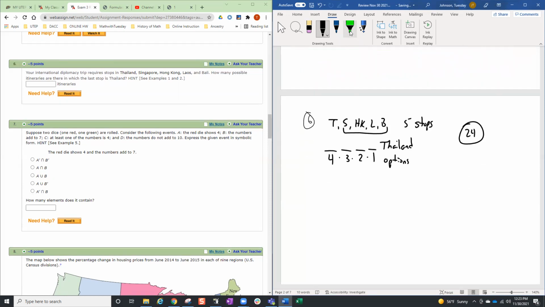Number 7. All right, suppose 2 dice, 1 red, 1 green are rolled. Consider the following events. You guys seem to be really good about figuring out these intersections and unions, which is terrific. But it's always the counting of them, it's hard to see sometimes. So the red die shows a 4 is A.